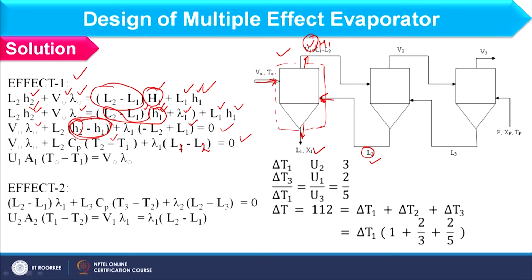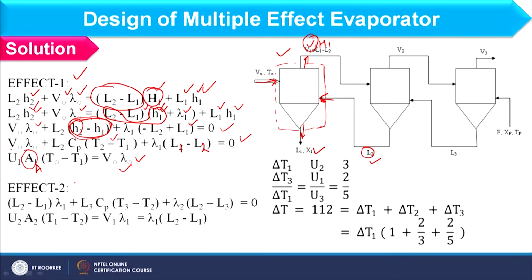In this way we can consider the enthalpy balance, and finally we have the rate equation for first effect, and that should be U1 A1 bracket T naught minus T1, that should be equal to V naught lambda naught. Right now I am considering this as A1, but we assume that each effect consists same area, right. So, finally we will consider that as A, okay.